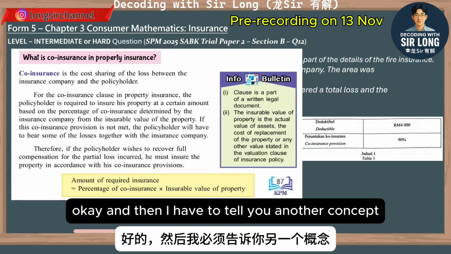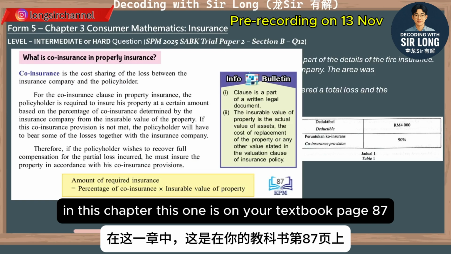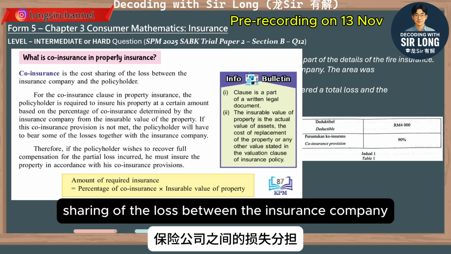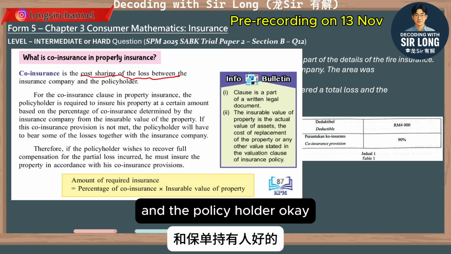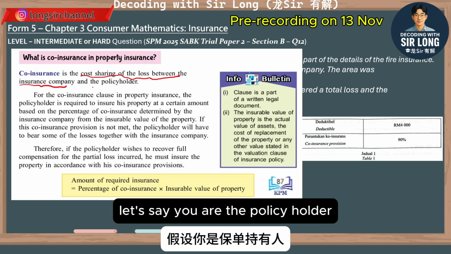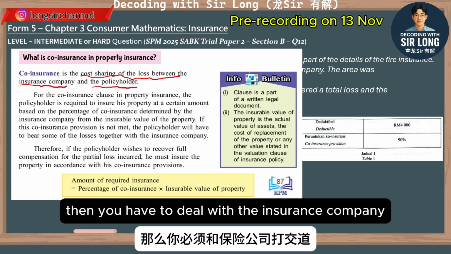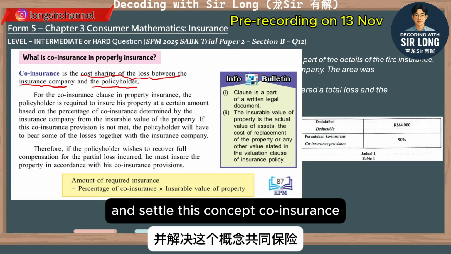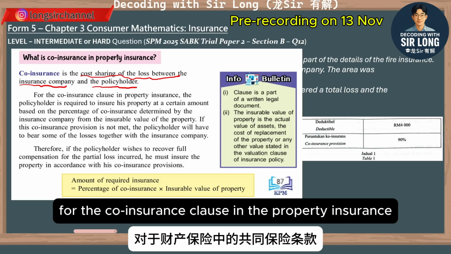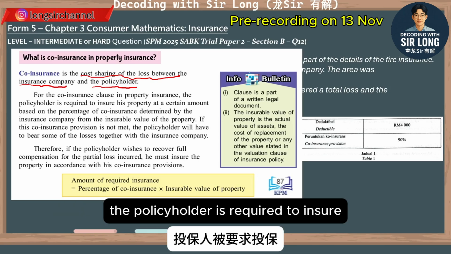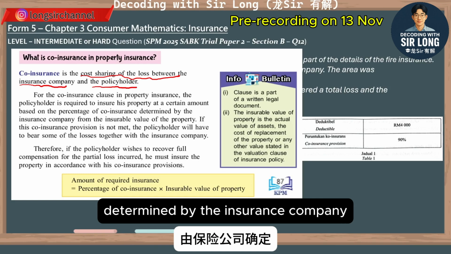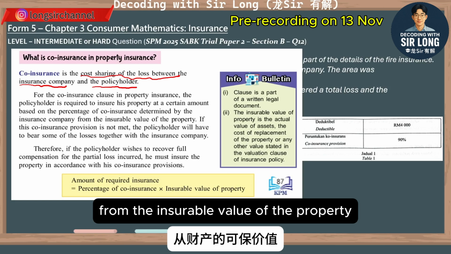Okay, and then I have to tell you another concept in this chapter. This one is on your textbook page 87. It's about co-insurance. Co-insurance is the cost sharing of the loss between the insurance company and the policyholder. Let's say you are the policyholder, then you have to deal with the insurance company that you purchased the insurance from and settle this concept, co-insurance. For the co-insurance clause in property insurance, the policyholder is required to insure his property at a certain amount based on the percentage of co-insurance determined by the insurance company from the insurable value of the property.